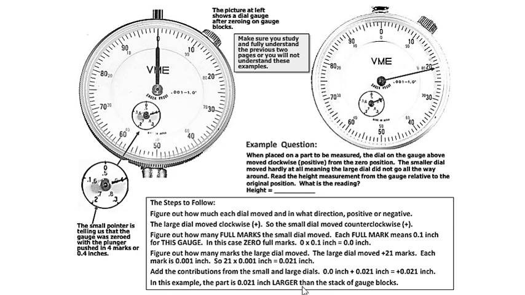So we know that our part is larger than the stack of the gauge block because the pointer is dropping on the positive side. If your pointer is dropping on the negative side, then you would know that the height of the object that you're measuring is smaller than your gauge block.